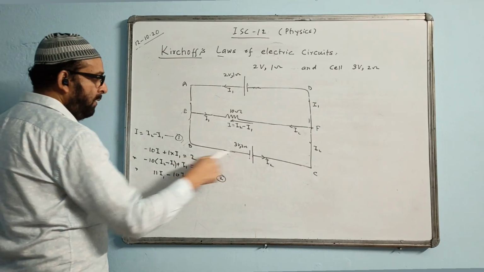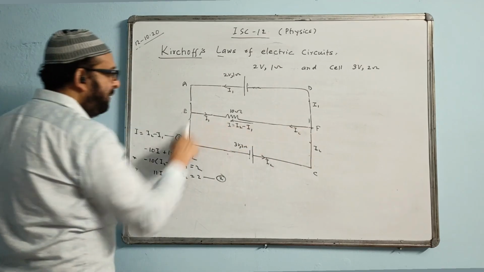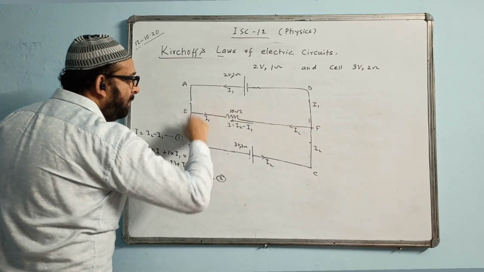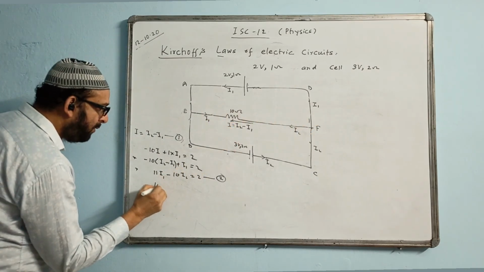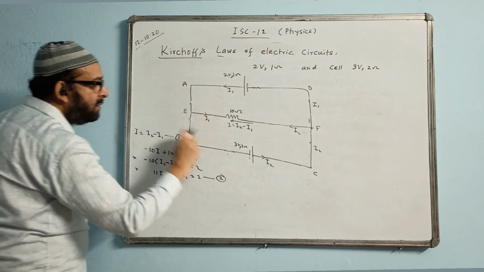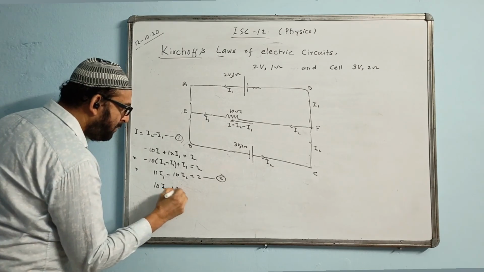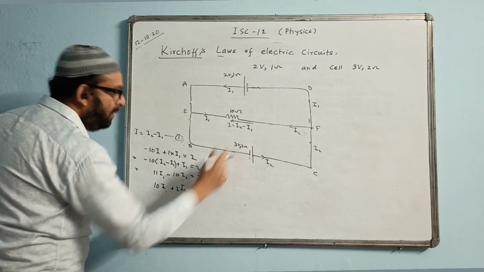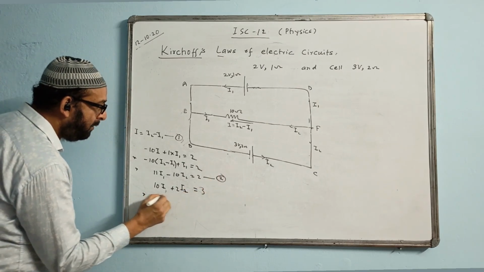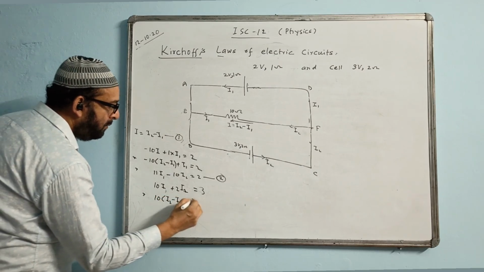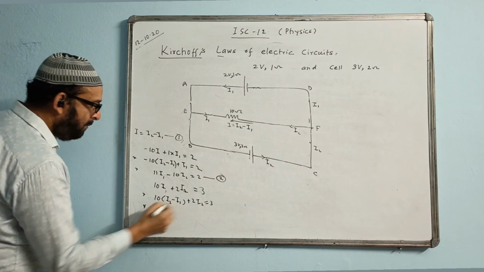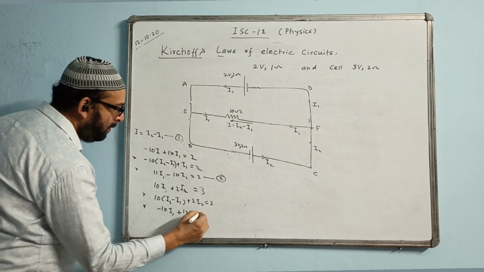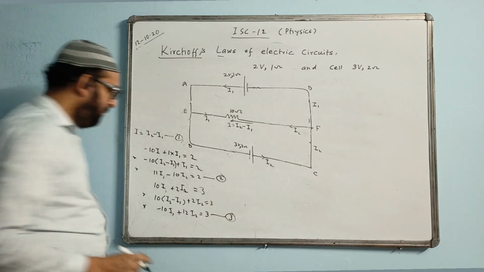Now I take the loop B, C, F, E, D. If you take it this way, here the current is in the same direction as we are traversing, so 10I is positive. Not to forget the internal resistance: plus 2 into I2, equal to 3 volt. So here also I will put 10 times I2 minus I1 plus 2I2 equal to 3, that is minus 10I1 plus 10I2 plus 2I2, becoming 12I2, equal to 3, equation number 3.